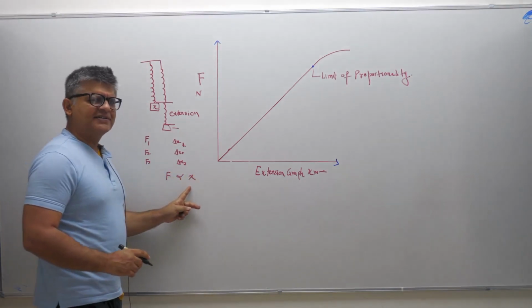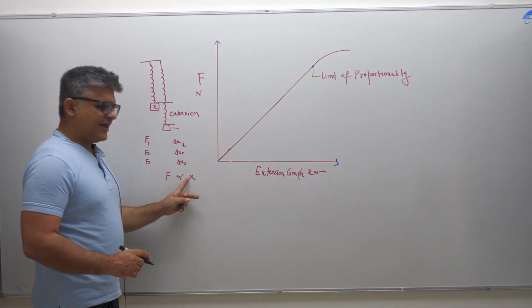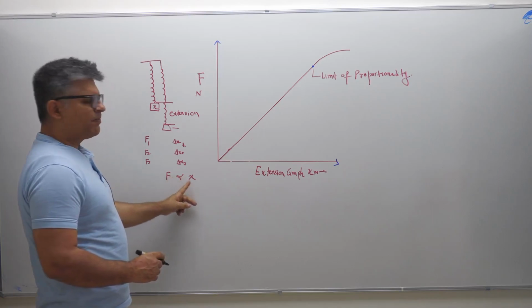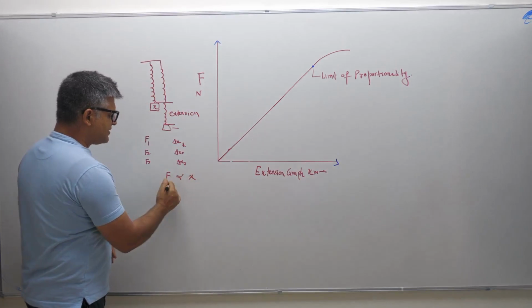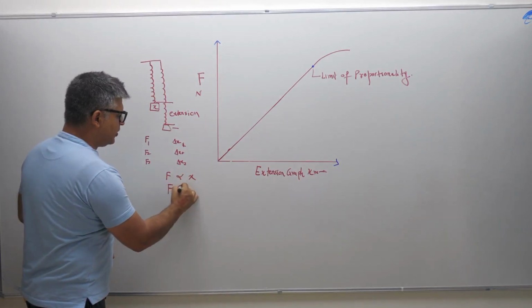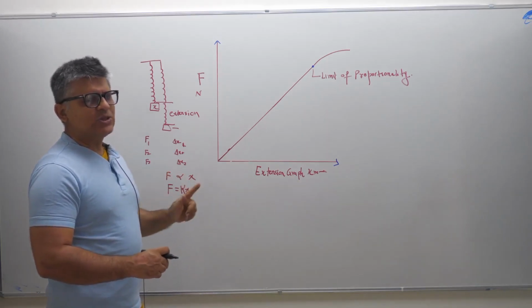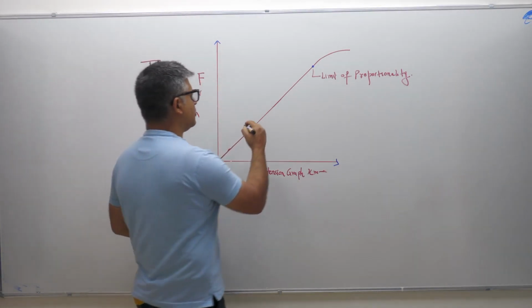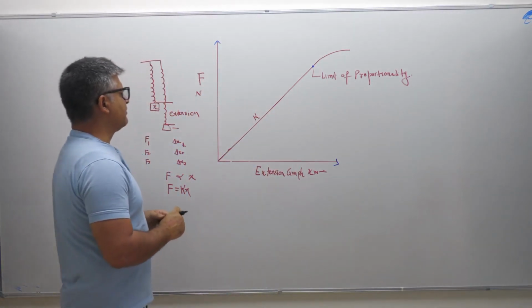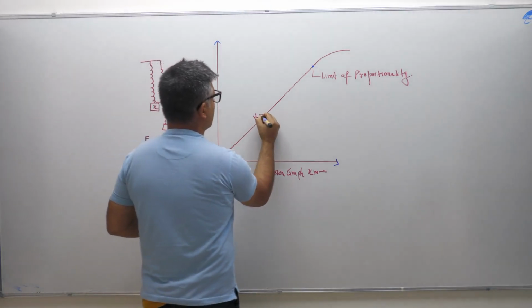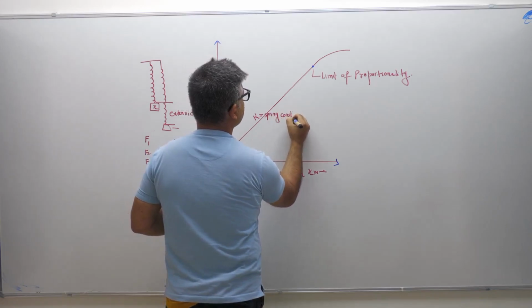I can write this as delta x or x. That's my choice. I choose x here. So F is proportional to extension. This is your extension, and this is a straight line, so F is equal to kx. Which means k is the slope of this graph. So this is your slope k, popularly also known as spring constant.